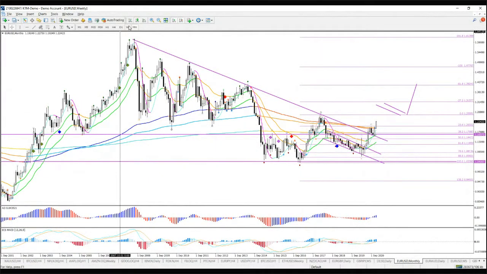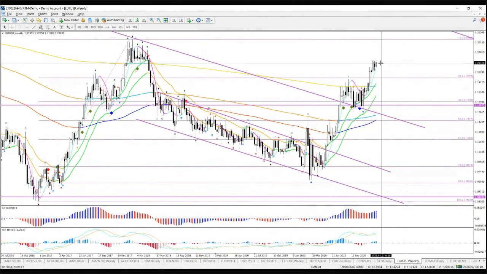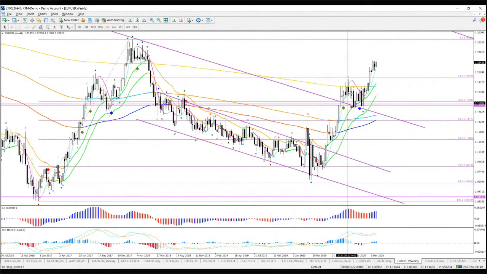Okay, so let's zoom into the weekly charts. We already had basically a 1, 2. This was looking like a wave 3, 4, 5 pattern developing.